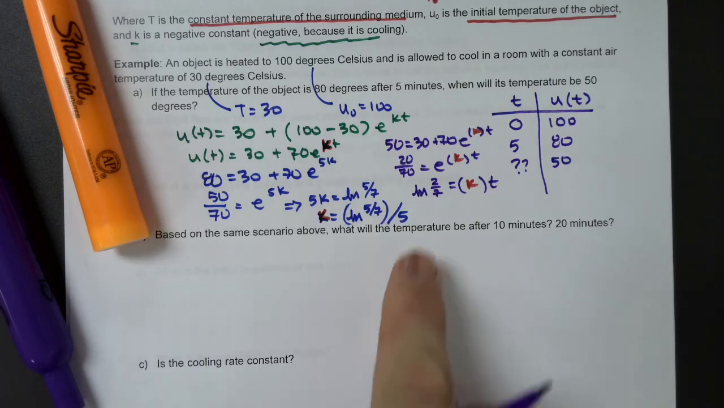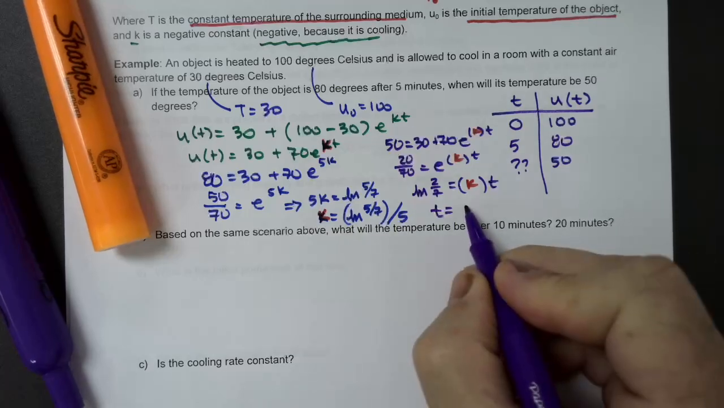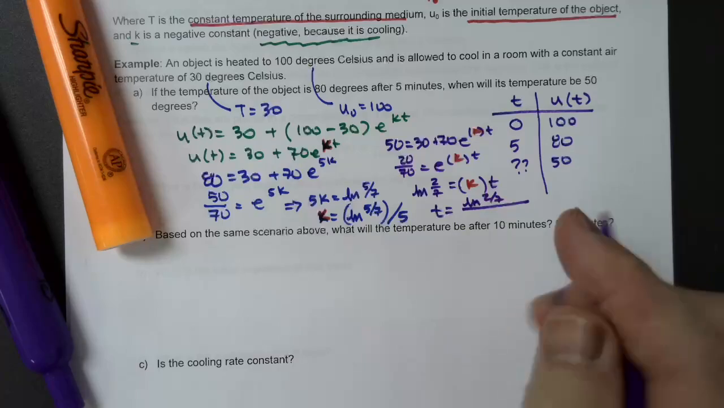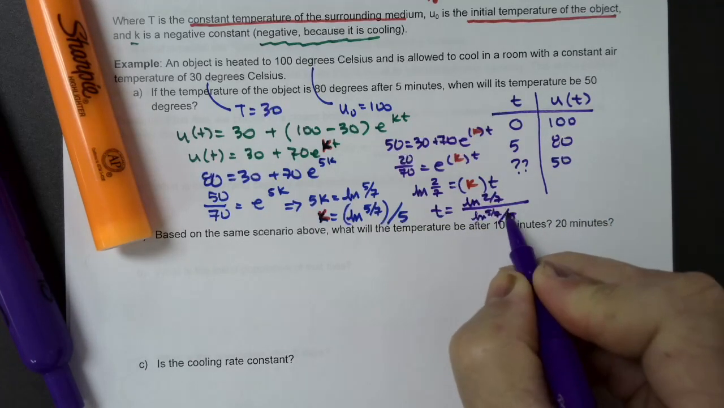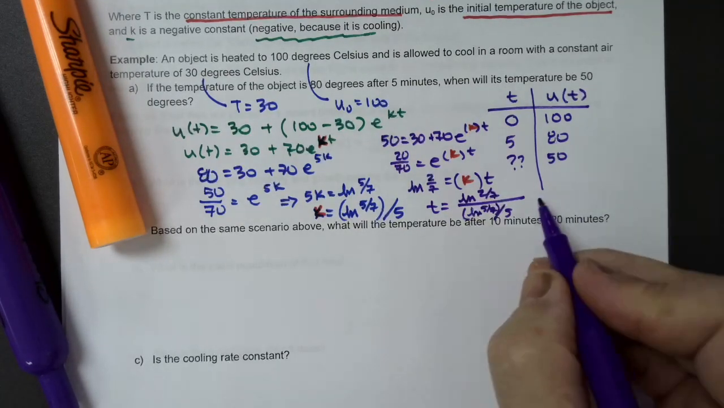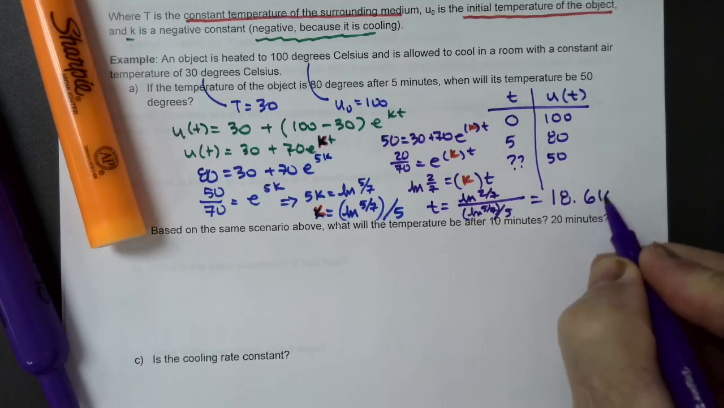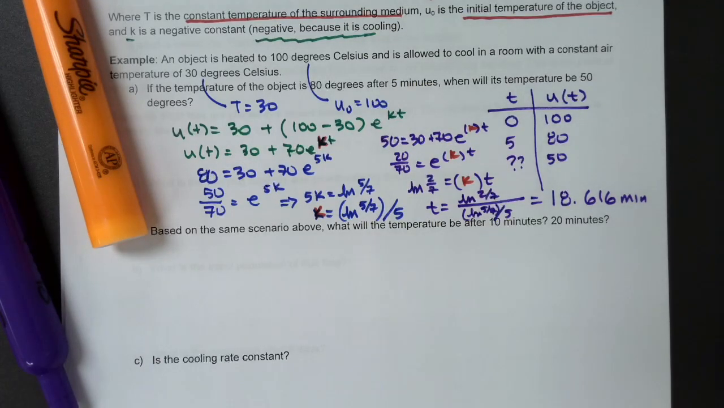So dividing both sides by this k would leave us with t equals the natural log of 2/7 divided by all of this, again, the natural log of 5/7 divided by all of that divided by 5. Fortunately, my calculator was working a while ago, and when I put it in, I got 18.616 minutes. A little less than 19 minutes to drop from 100 degrees to 50 degrees.